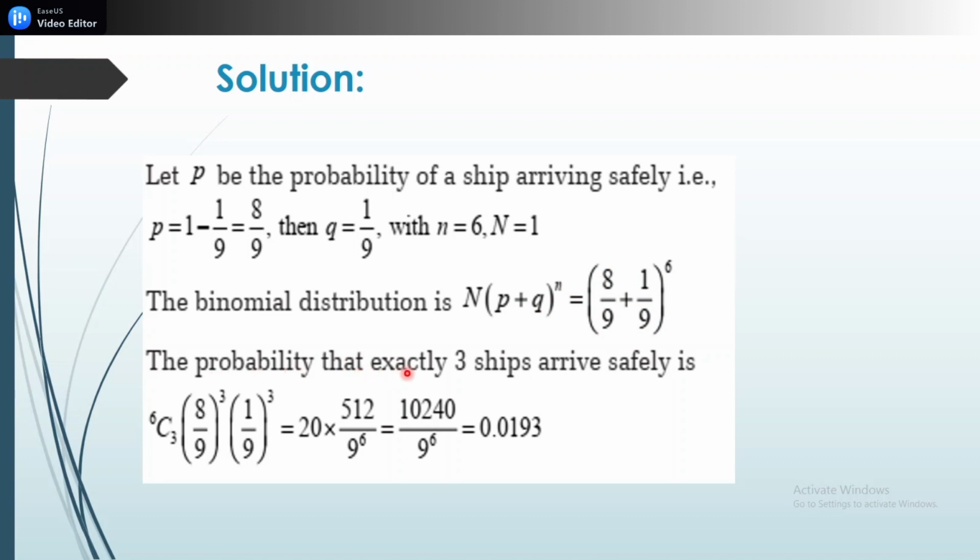The probability that exactly 3 ships arrive safely is the combination of 3 out of 6 times the probability of success to the power 3, which is 8 over 9 to the power 3, times the probability of failure, which is equal to 1 over 9 to the power 3. When we make this combination, it gives 20 times 512 over 9 to the power 6. This will give 0.0193.